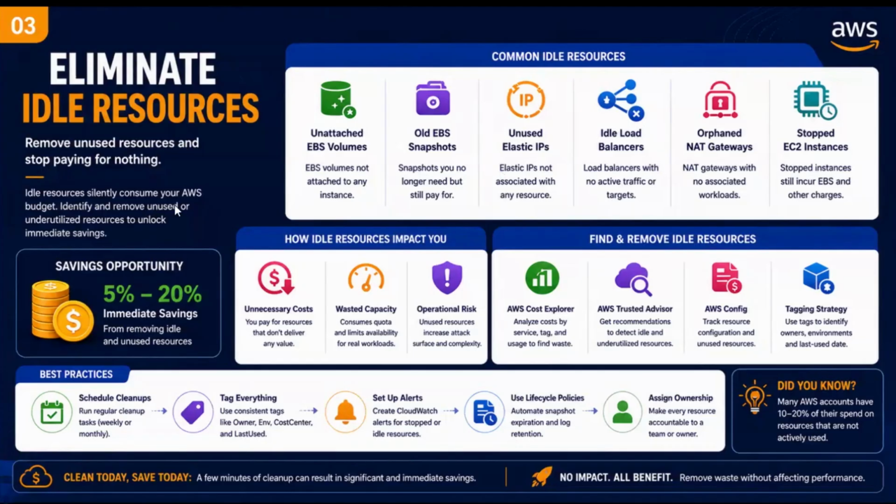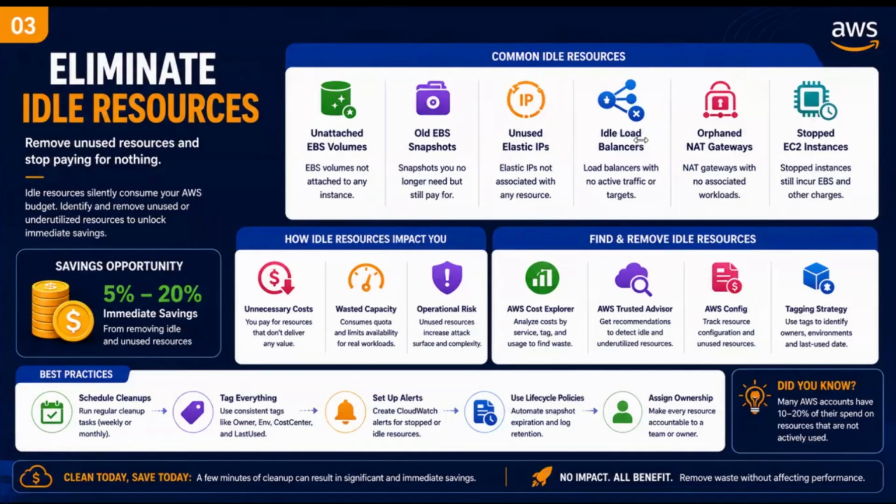Idle resources silently consume your AWS budget. Identify and remove unused or unauthorized resources to unlock immediate savings. So what are the common idle resources? These are unattached EBS volumes, old EBS snapshots, unused Elastic IPs, idle load balancers, orphaned NAT gateways, and stopped EC2 instances.